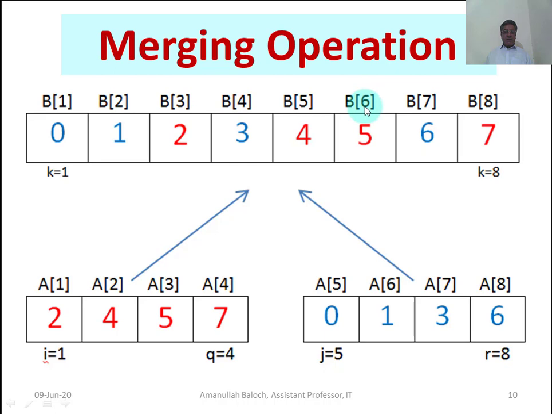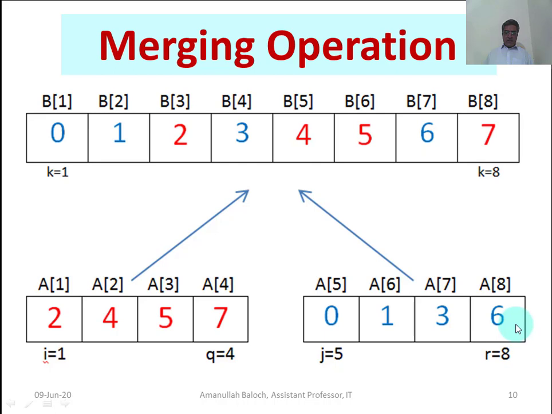I has been stored in B, i will increment itself and point to this location, value 5, and now 5 and 6 will compare. 5 is less than 6, 5 will be stored here at k location, k increments itself and goes to location 7, and i will also increment itself and go to location 4. At location 4 the value is 7, at location 8 the value is 6, 7 and 6 will compare. 6 is less than 7, so 6 will be stored at k location of B, and k will increment from 7 to 8. Now this is the last value of k.